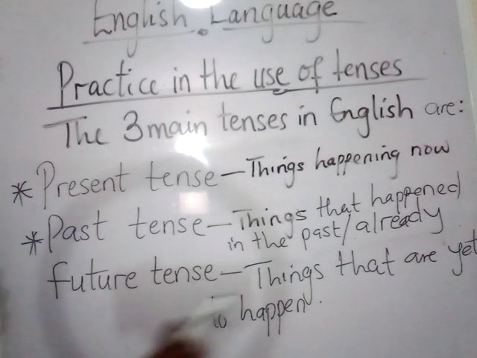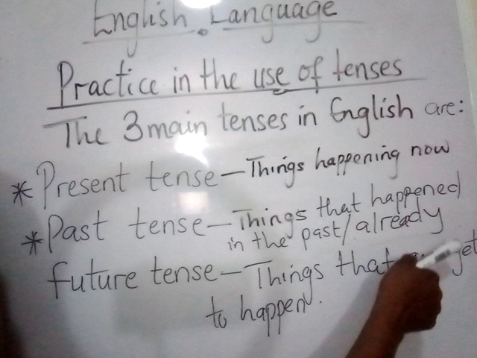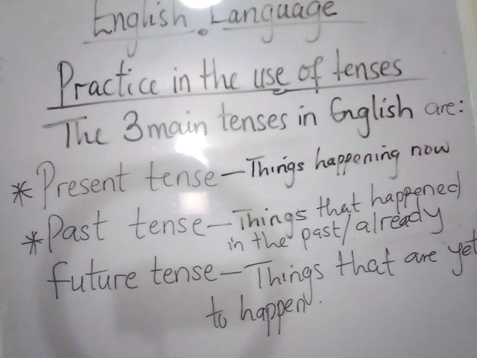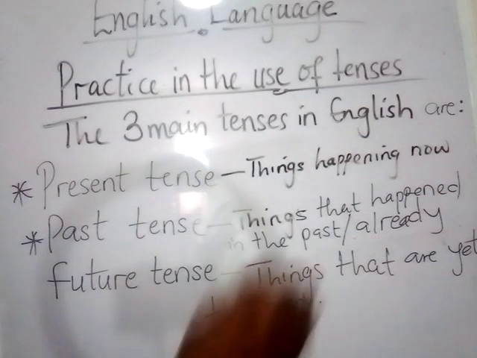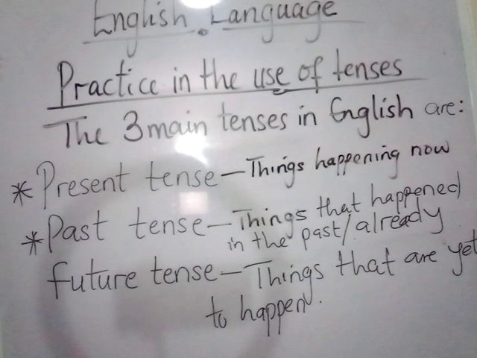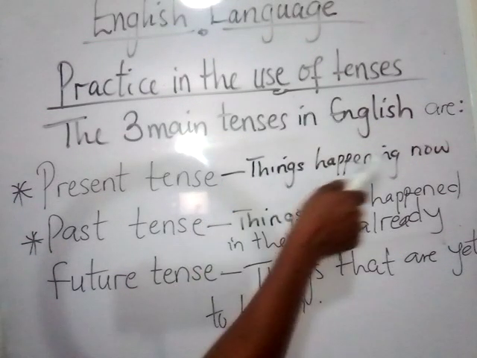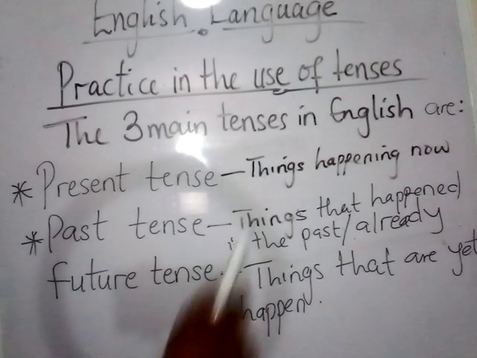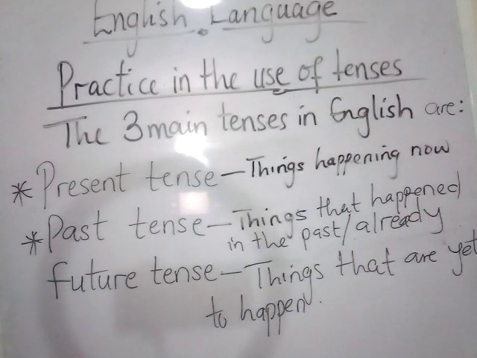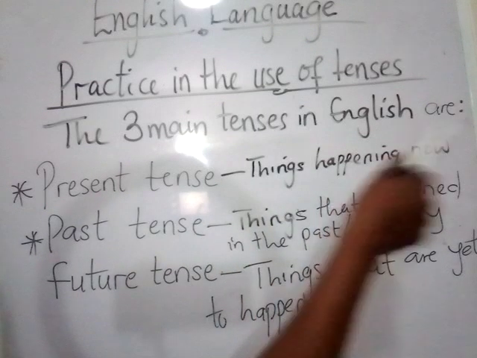Now, future tense refers to things that are yet to happen, things that haven't happened, but are going to happen in the future. So, I am going to school right now. Yesterday, I went to school. That's past tense. For future tense, it will be, tomorrow, I will go to school, because it hasn't happened yet. It's something that will take place in the future. The present tense will be, I'm going to school right now.